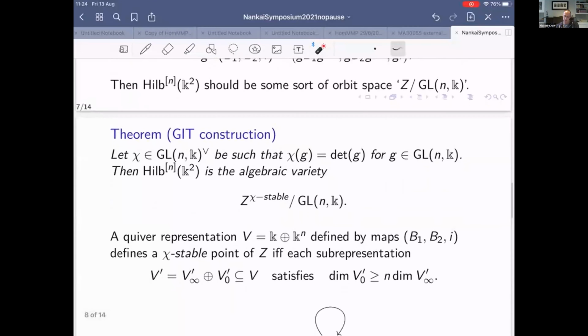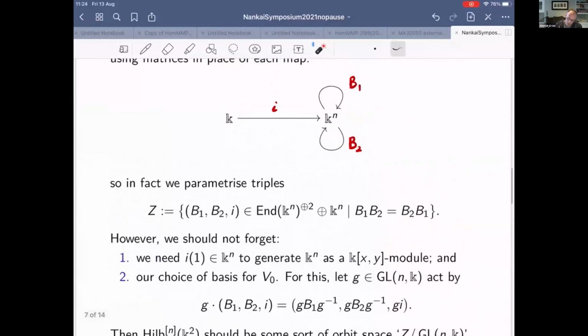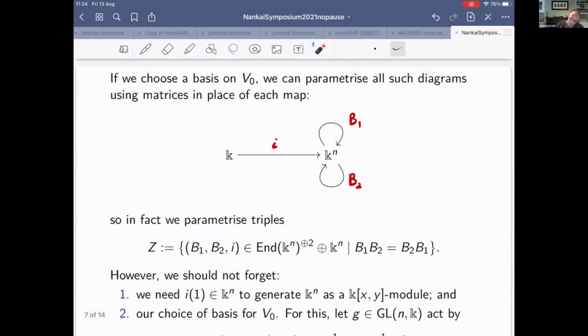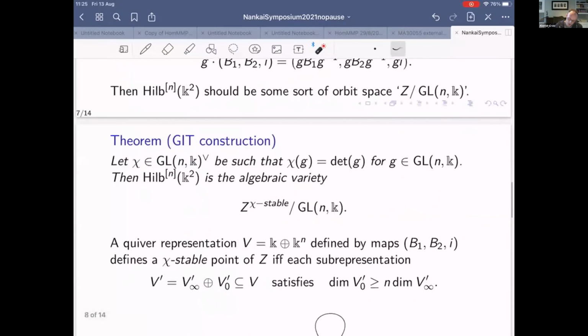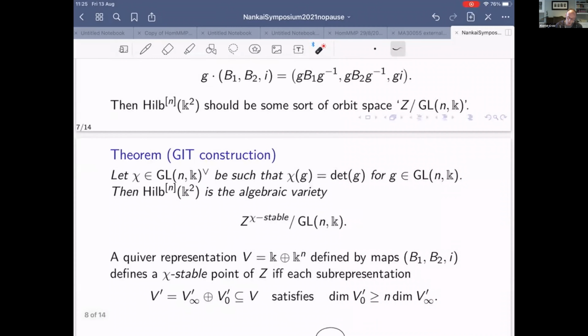So let's sketch this. I'm interested in pictures like this. Let's go back up. I want all this data. So I've got a vector space K direct sum Kn, and I've got 3 maps on it. And that information I'm recording is what's called a representation of the quiver. In other words, it's just a vector space together with these maps. So I goes from K to Kn, and B1 and B2 go from Kn to itself.